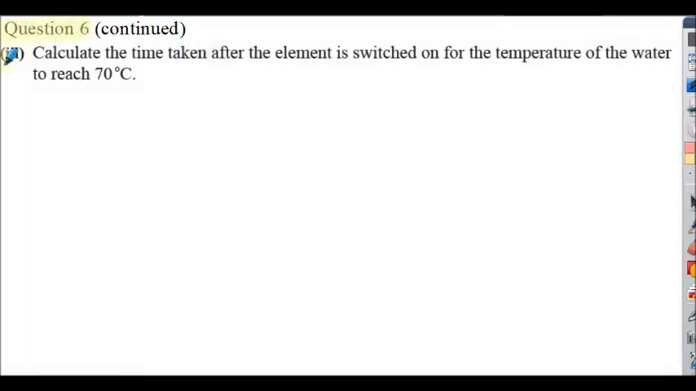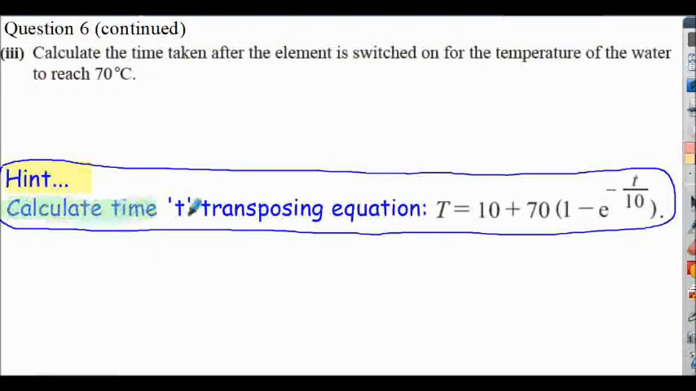Question 6, part 3. We're now asked to calculate the time taken after the element is switched on for the temperature of the water to reach 70 degrees C. So it's a hint: we've got to find lowercase t by transposing the equation that we proved, shown here. A more complicated transposition this time, but I encourage you to attempt the question before reviewing the solution on the following slide.